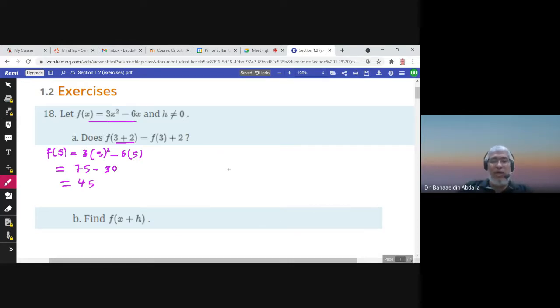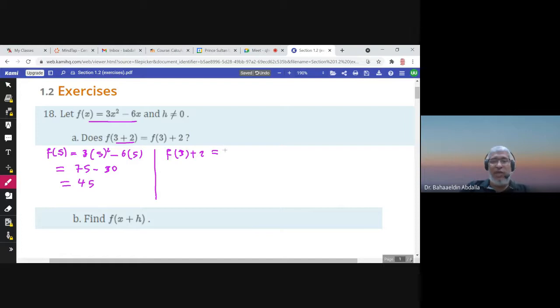Let us now find f of 3 plus 2. So this 2 is not inside the function f. It is not in the domain. It is not one of the inputs of f. So I find f of 3 and I add 2 to it.